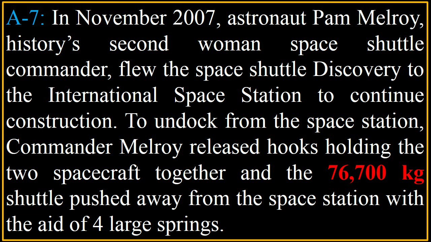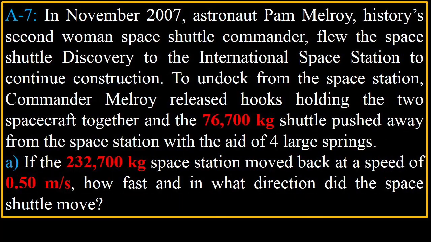To undock from the space station, Commander Melroy released hooks holding the two spacecraft together, and the 76,700 kilogram shuttle pushed away from the space station with the aid of 4 large springs. If the 232,700 kilogram space station moved back with a speed of 0.5 meters per second, how fast and in what direction did the space shuttle move?